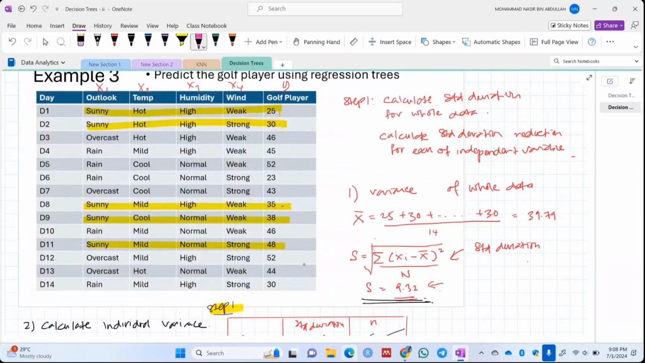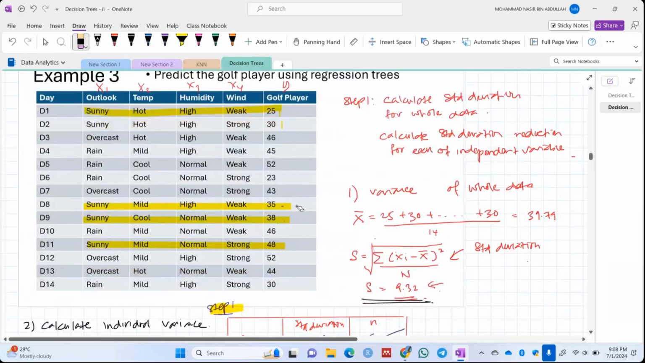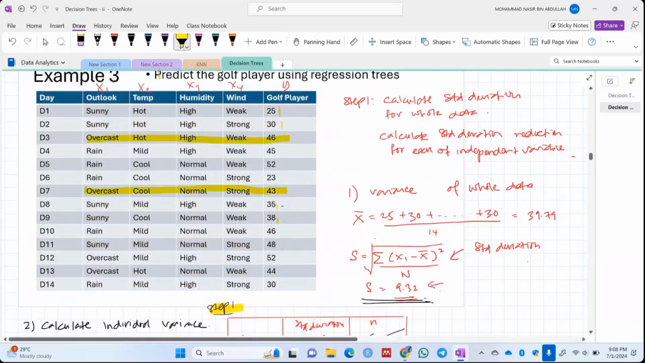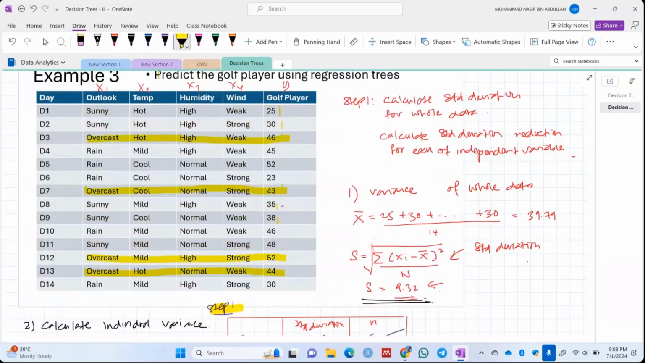Look at the data. For overcast, this one, overcast, 1, 2, 3, and 4. We take these values: 46, 43, 52, and 44. We will calculate the average of these 4 values. Okay.